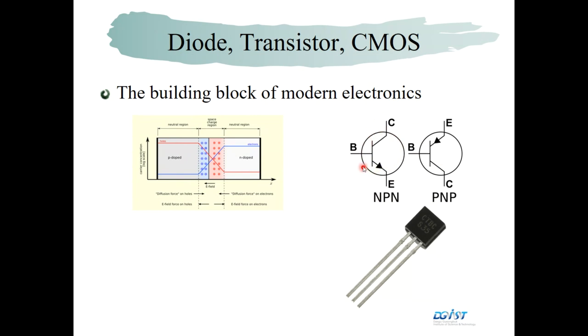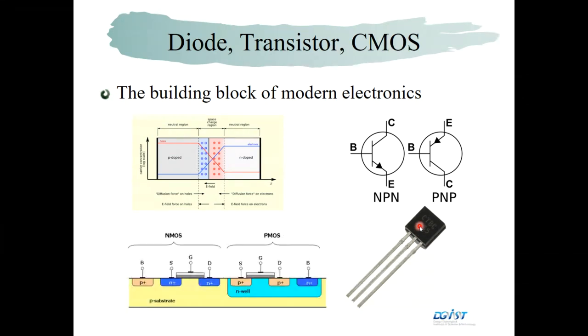Using this transistor, you may amplify the signal, or you may switch it on and off by the control of this transistor. And you may be familiar with this photo. You may know this is the transistor. And what is the real shape of the transistor in modern electronics?